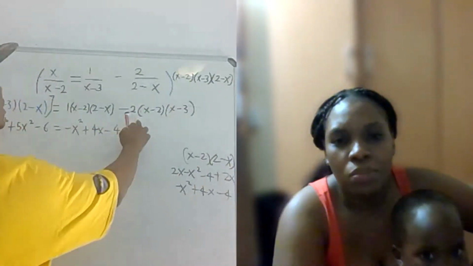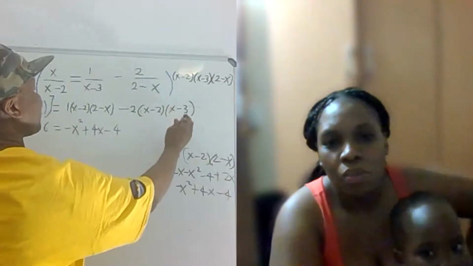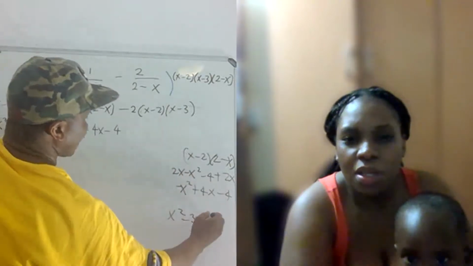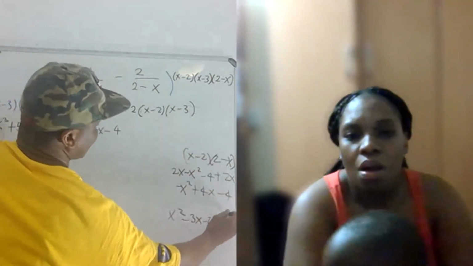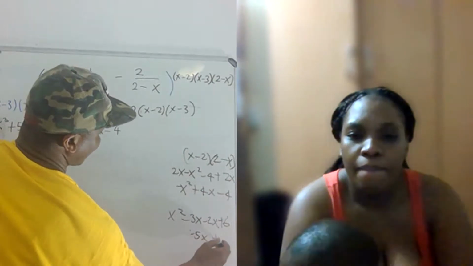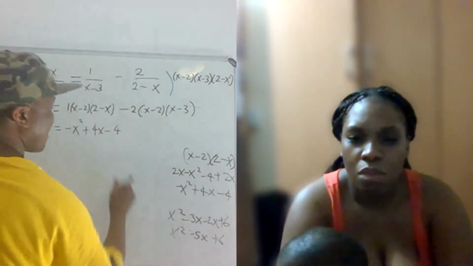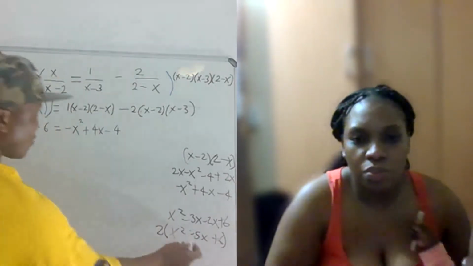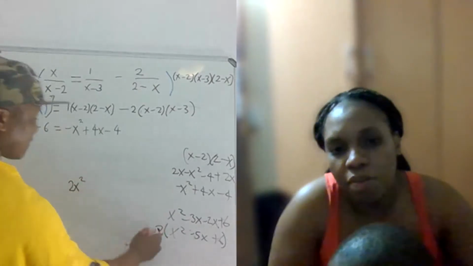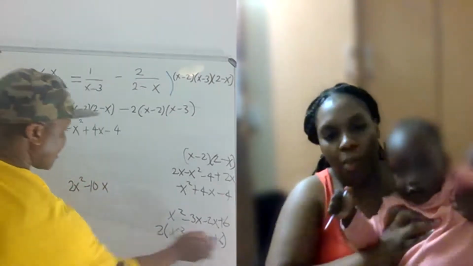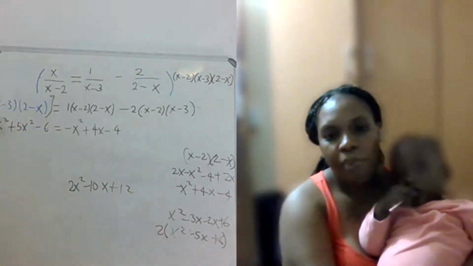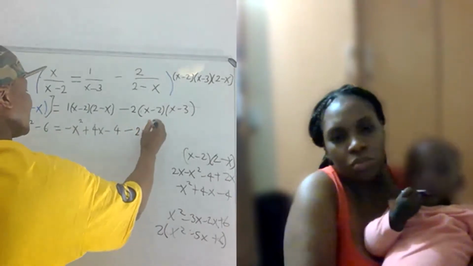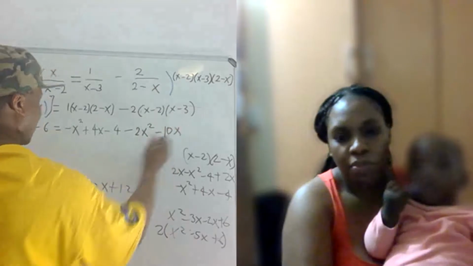Now we come here. Now let's multiply this one. This and this is going to be x squared. This is that, negative 3x. This is that one, negative 2x plus 6. Okay, negative 5x plus 6, and then x squared. So this is going to be, but we must multiply by 2. When you multiply, it will give you 2x squared, negative 10x plus 12. So this will be 2x squared minus 10x plus 12.